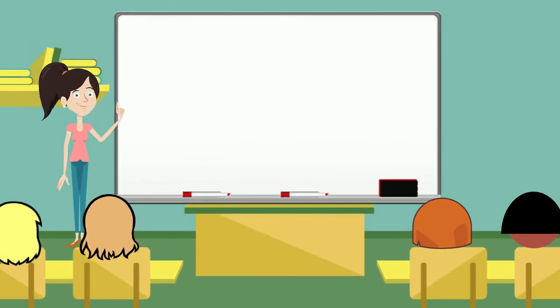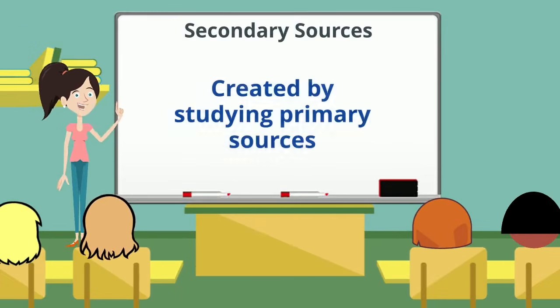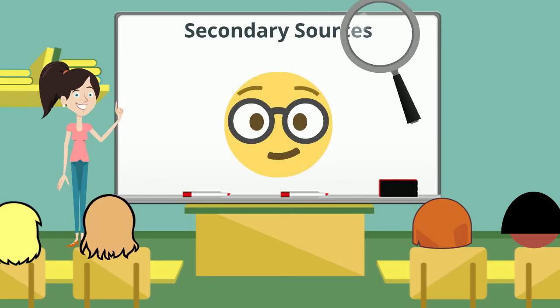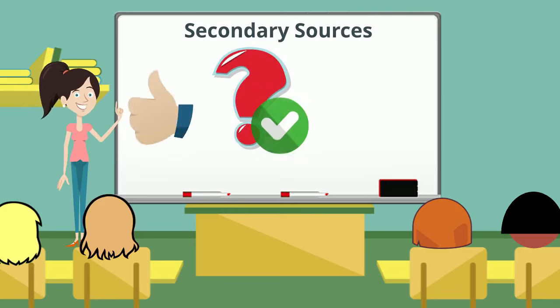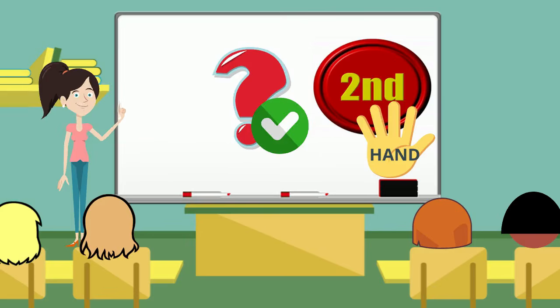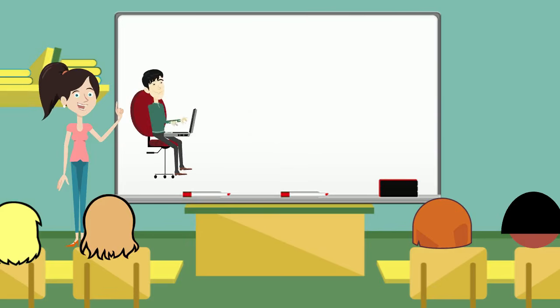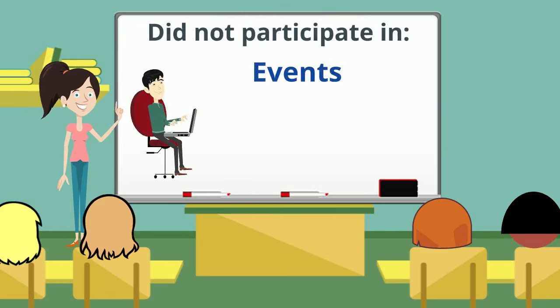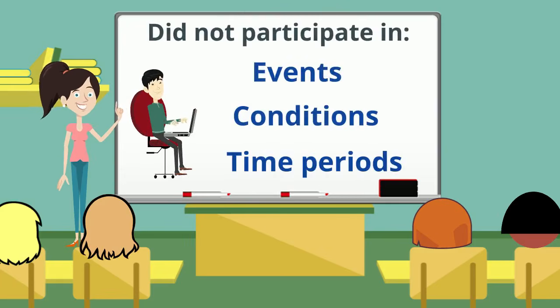The other type of sources, secondary sources, are created by studying primary sources. Let's take a look at secondary sources. Yes, you may have already guessed. Secondary sources are second-hand sources of information. They are sources that were created by someone who did not have first-hand experience or participate in the events, conditions, or time periods you are studying.